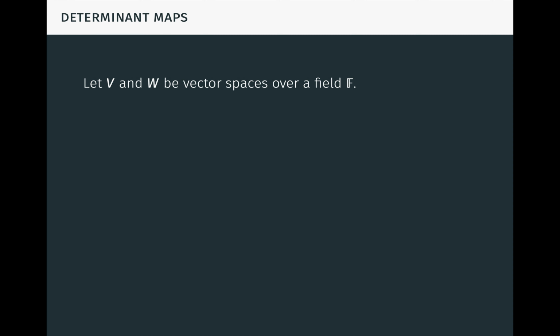To start, let V and W be vector spaces over an arbitrary field F. Let V^k denote the Cartesian product of k copies of V. Here we're just thinking of this as k copies of the vector space V, not as a single vector space. That is, we're not adding or scalar multiplying k-tuples of vectors from V.